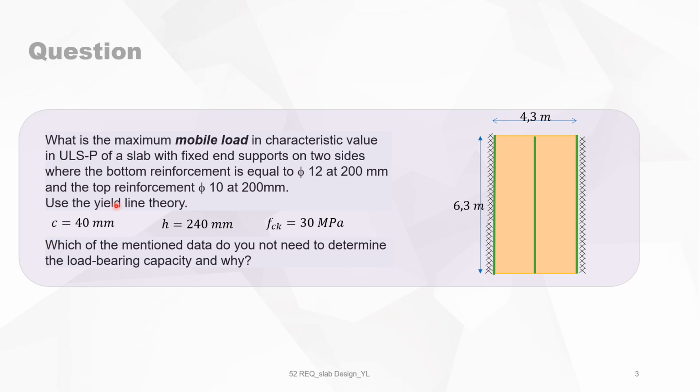Concrete cover is 40 millimeter, depth of the slab is 240 millimeter, and concrete quality is 30 megapascal. The two other sides of the slab are free. Which of the mentioned data do you not need to determine the load-bearing capacity and why?